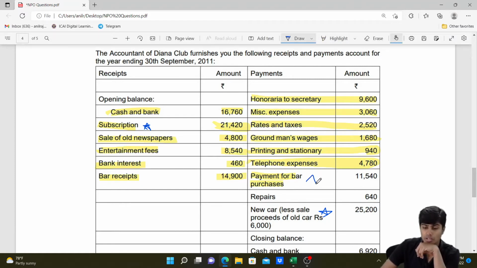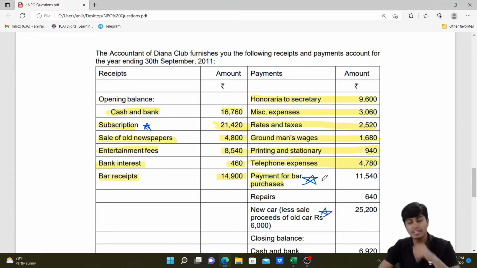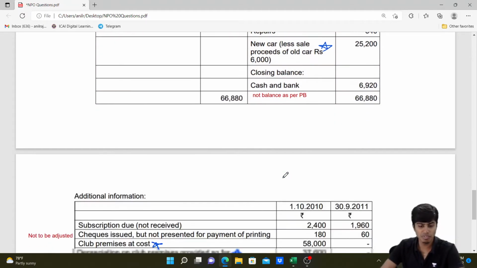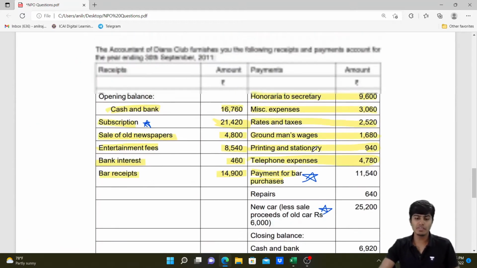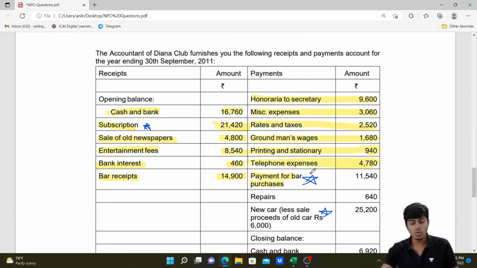They've given us opening and closing value of bar stock. So we'll write this 1140 there. 11,540. See here, we are preparing bar stock account. We'll add it there. In our bar stock account, we cannot write this again because this is not purchase. This is payment for bar purchases. This is payment to creditors for purchases of bar purchases.